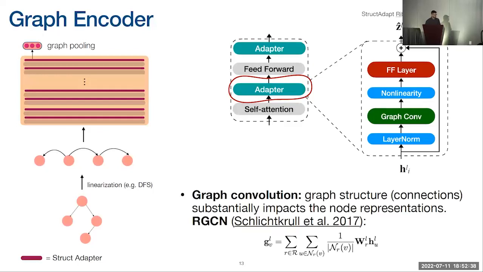I would like to talk a little bit more about the graph encoder. The idea here is that we would like to learn representations for the semantic graphs leveraging the graph structure. For that, we use StructAdapt, which leverages graph convolutions to learn representations that substantially impact the node representations. In the end, we have a graph pooling to generate a representation for the graph. In our case, for the graph convolution, we use a relational graph convolutional network.